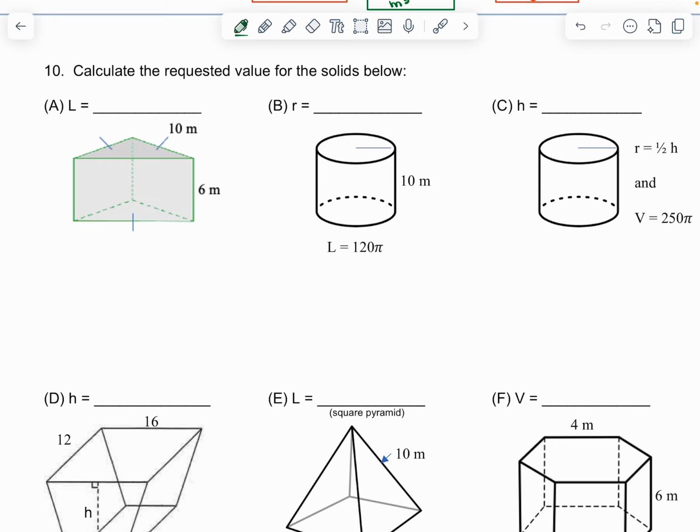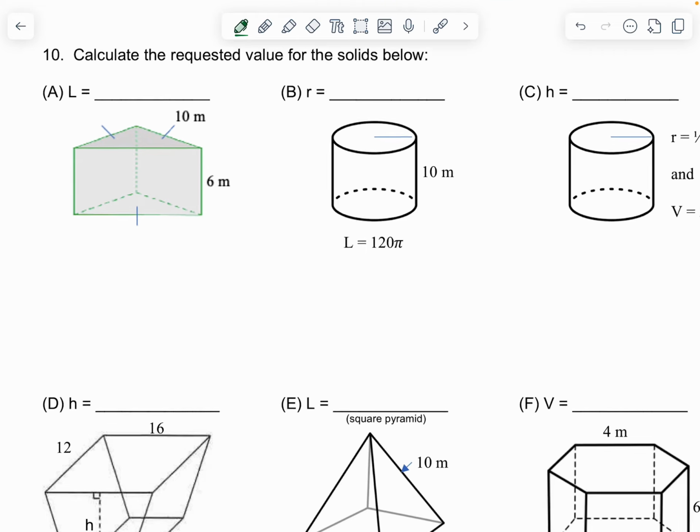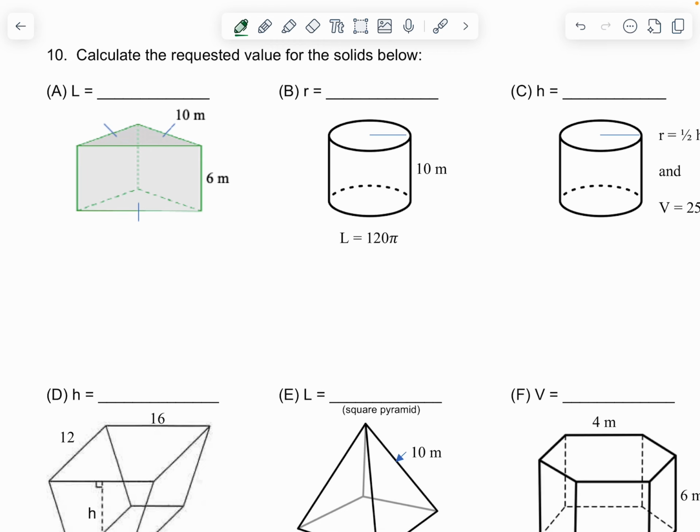All right, guys, so this is going to be part 2 of our review. I just wanted to stop here because number 10, of course, has tons of solids that we're going to be finding information of. And some of these have really weird kind of quirkiness to them because they have other little clues that you have to use inside the formulas. So we'll get to those here in just a sec.